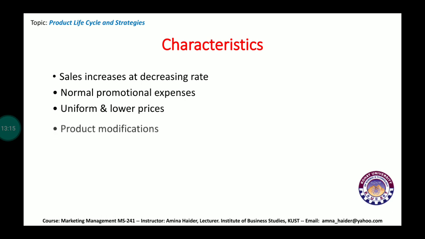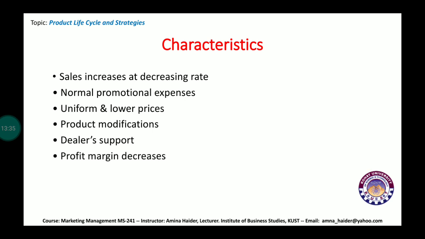Uniform and lower prices, product modifications. If you want your product to stay alive, you need to do some modification in your product features. Dealers support. Profit margin starts decreasing.